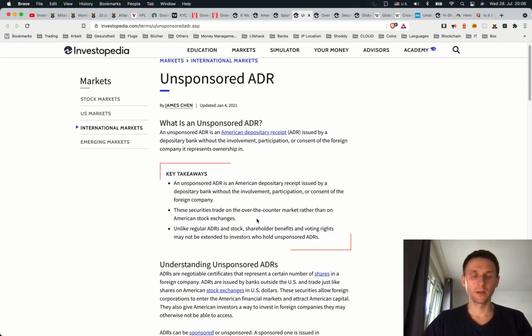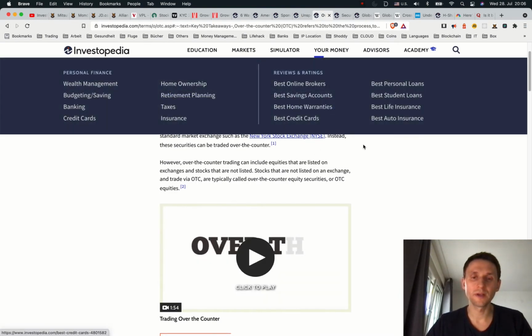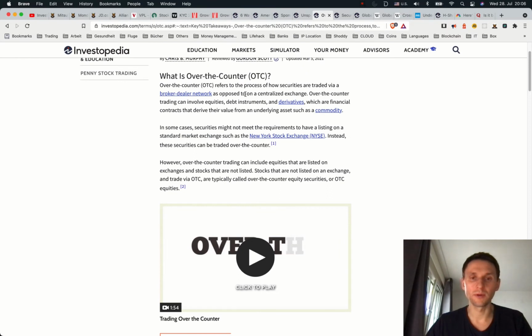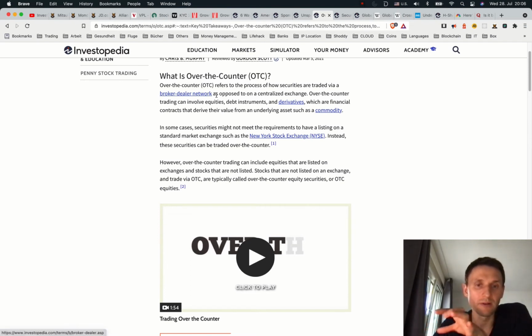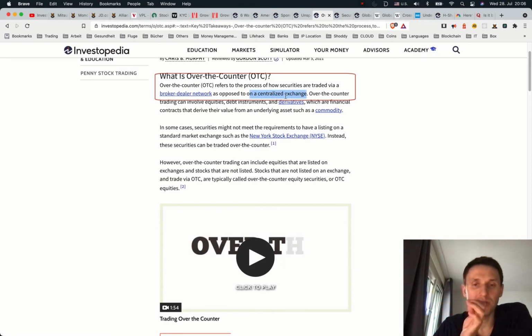So guys, I mentioned a couple of times the over-the-counter market, and let's talk about it, and then I'll show you a couple of examples. So over-the-counter refers to the process of how securities are traded through a broker-dealer network as opposed to on a centralized exchange. So over-the-counter is not a centralized exchange, it's decentralized.